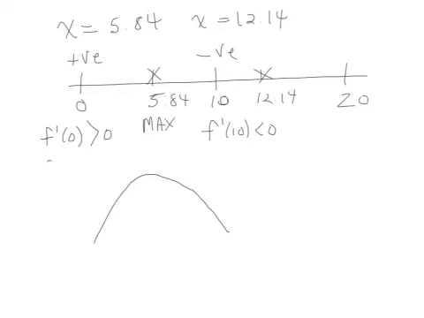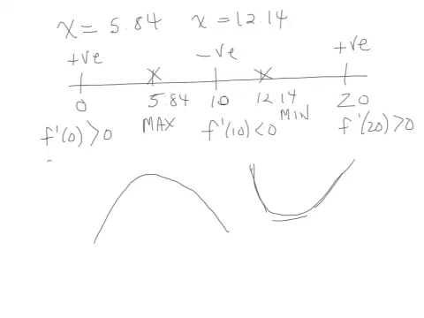Okay, so let's look at f prime at 20. That is greater than 0. So we're going from a negative slope at 10 through to the 0 point at 12.14 and positive slope at 20. So you're looking at something like this where you've got a negative slope, 0, and a positive slope. So we know then that 12.14 must be a minimum.